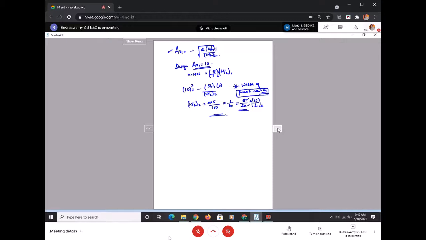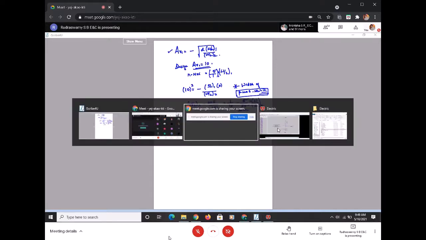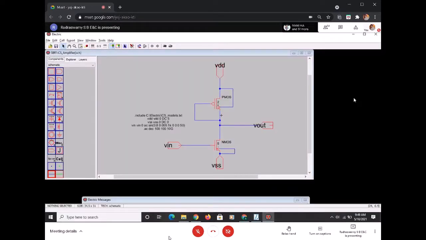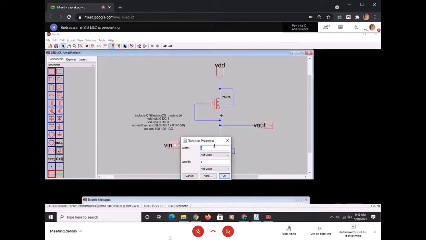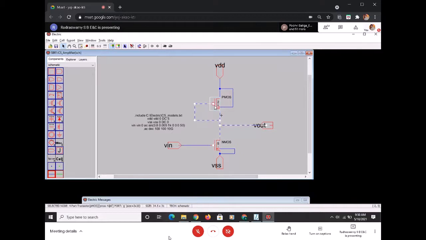But if you see the NMOS, the active device which is acting as a transistor, its width is greater than the length. Now going to this Electric tool, everyone knows how to use this. So I have a PMOS on top, NMOS at the bottom. You can see the transistor properties of NMOS: width is 5 as we had designed, and the length is 1. And for this PMOS transistor, width is 2 and length is 10.